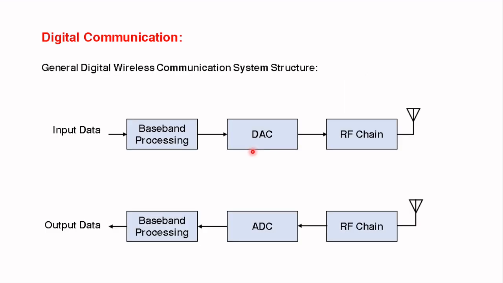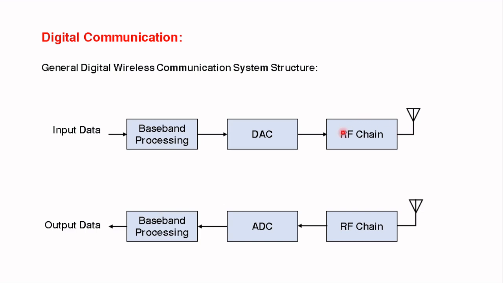We will focus on digital communication systems, which can have the following general structure. Any digital communication system can have baseband processing, then digital to analog conversion, and some RF chain, and finally the signal is transmitted through the antenna. At the receiver part, we have the receiving antenna, the RF chain, the analog to digital converter, and some baseband processing. This is the general structure of any digital or wireless communication system.